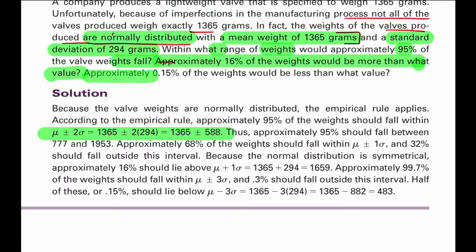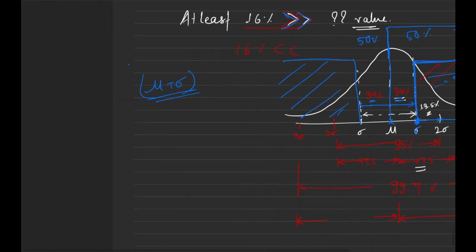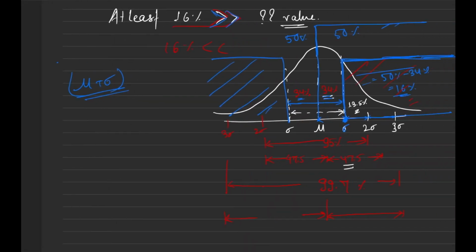Cool. Another problem statement: approximately 0.15% of weight should be less than what value. Now it is very important to understand the language, that 0.15% should be less than what. Okay, so I'll come back here. Let's take the same example. At least 0.15% should be less than what.